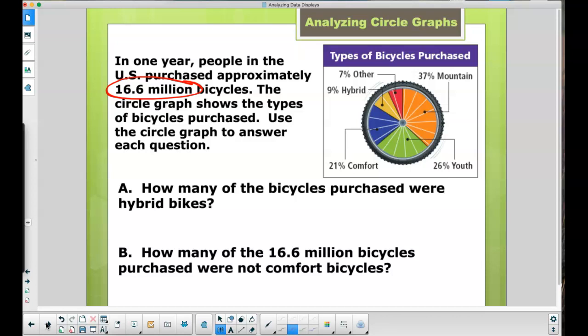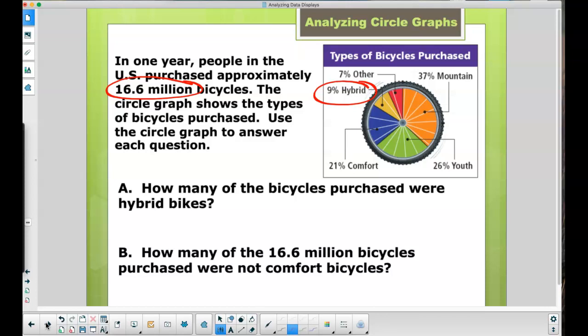And other would be like the recumbent bikes where you sit back and pedal with your feet out here, those types of things, okay? So how many of the bicycles purchased were hybrid bikes? Kind of like a mountain bike / speed bike, whatever. Okay, what percent of the bikes were mountain bikes or hybrid bikes? Caleb? 9. So we know 9% of all the bikes were hybrid.